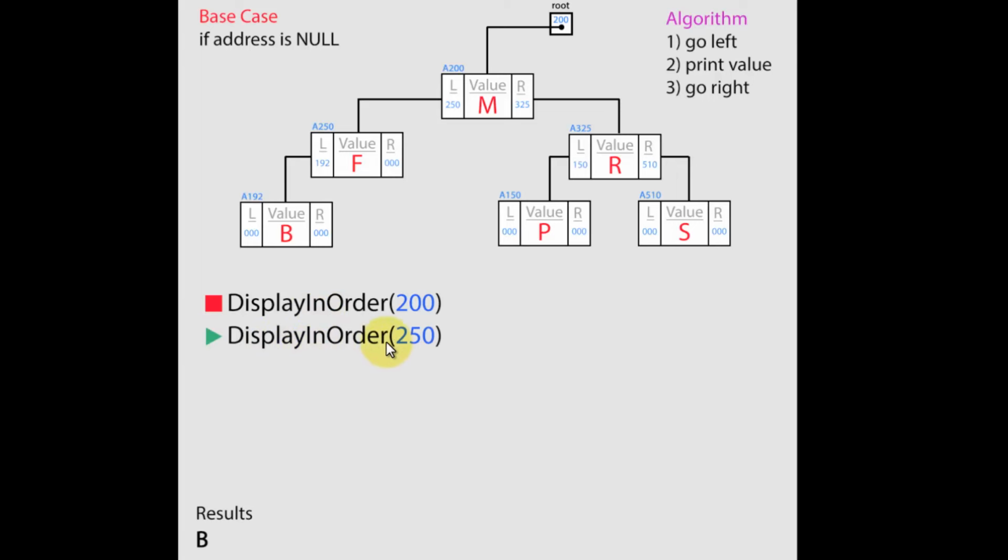Okay, so now we're back at display in order 250, which is right here. We already went left. Now we need to print the value. So then the F will be printed to the screen. And as you can see here, now the F is printed on the screen. So we took care of step 2. Now we need to take care of step 3, and we need to go to the right.